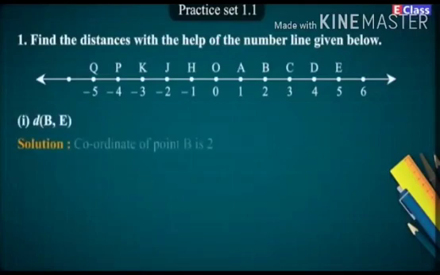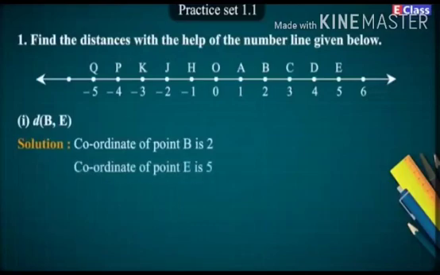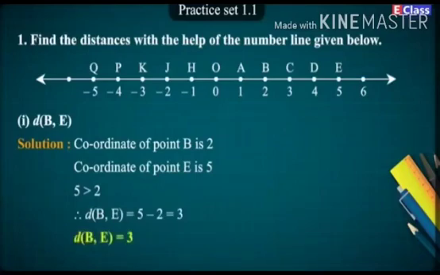Solution. Coordinate of point B is 2. Coordinate of point E is 5. 5 is greater than 2. Therefore, distance of BE is equal to 5 minus 2, which is equal to 3. Answer. Distance of BE is equal to 3.